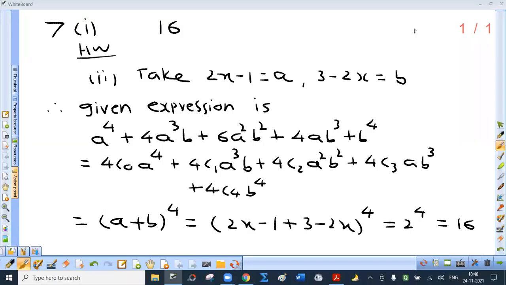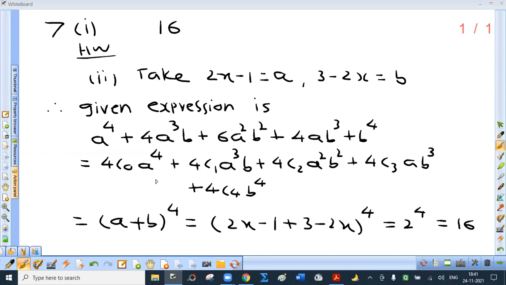7. Without expanding, find the value of. First, for homework, you may take x plus 1 equal to a and x minus 1 equal to b. You will notice that this is expansion of (a minus b) raised to 4. So a minus b becomes 2. 2 raised to 4, that is 16. In the second sum also, I have taken a for 2x minus 1 and b for 3 minus 2x. So this is the given expression. Now observe the binomial coefficients. They are 4C0, 4C1, 4C2, 4C3, 4C4. Or I should have said, observe the coefficients 1, 4, 6, 4, 1.